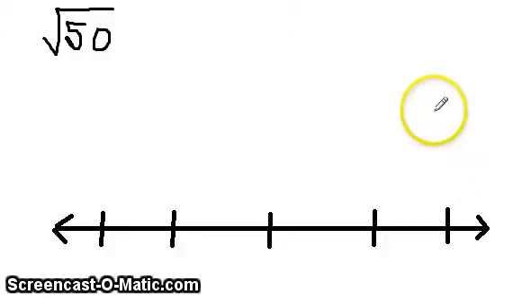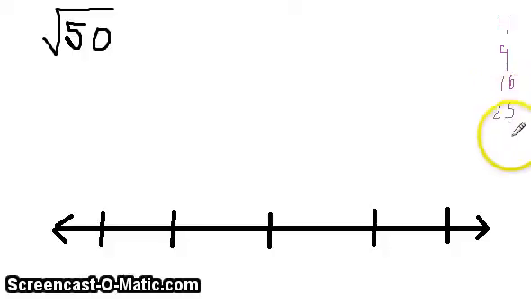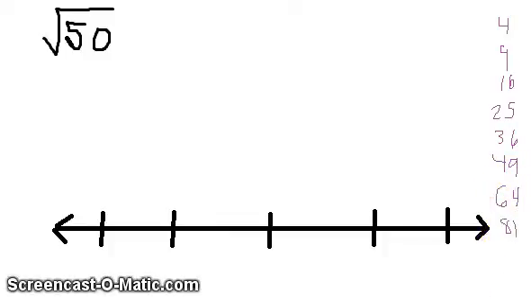Remember, our perfect squares are 4, 9, 16, 25, 36, 49, 64, 81, and then so on. You can keep going. So it might be helpful to have a list of the perfect squares near you, at least the ones that will encompass whatever we're talking about. So in this case, we're talking about the square root of 50. Well, the two numbers that 50 is between would be right here, 49 and 64.